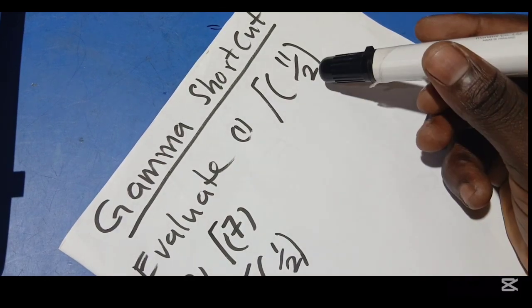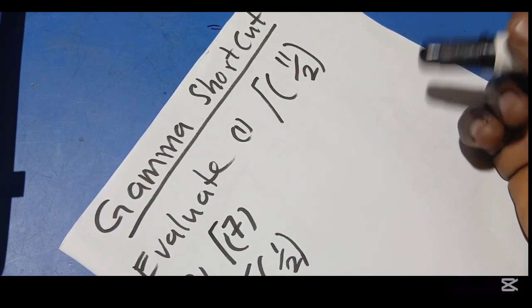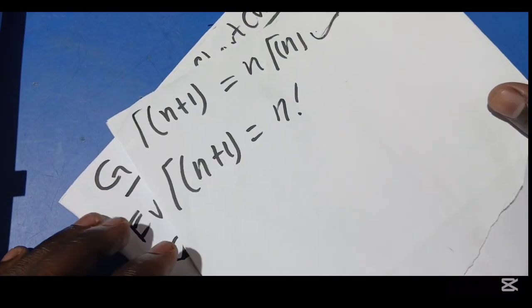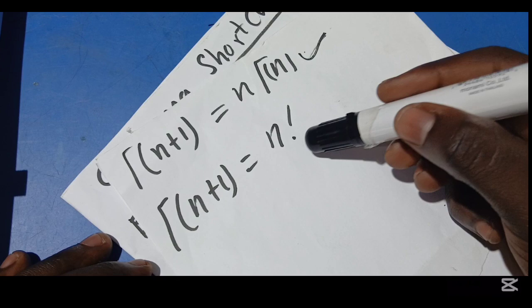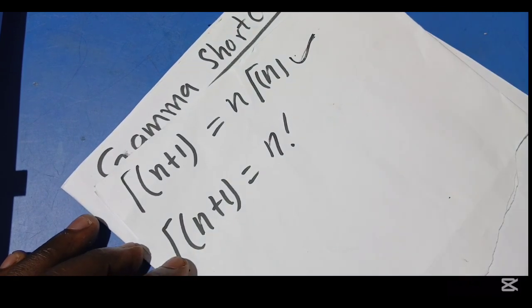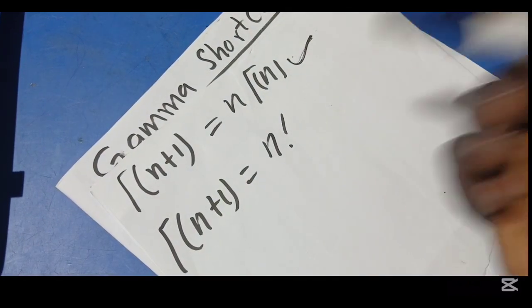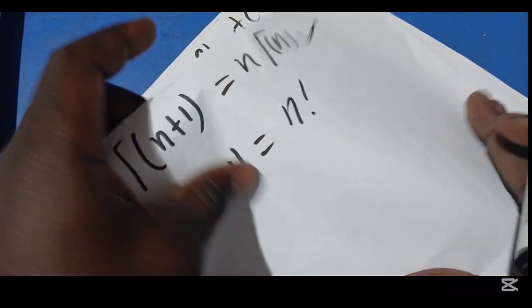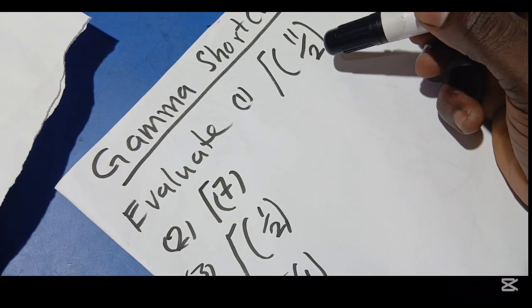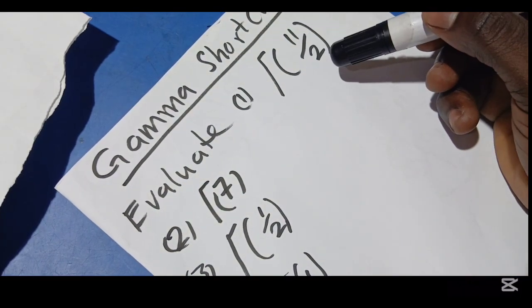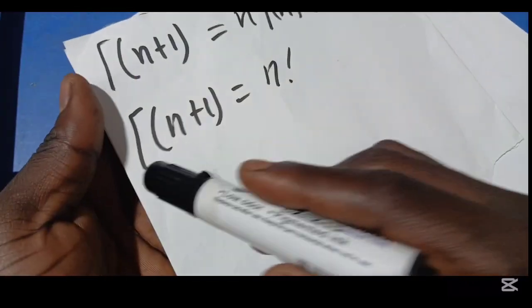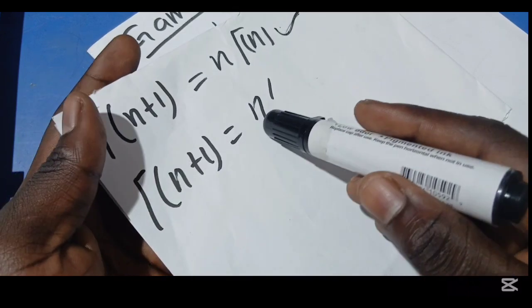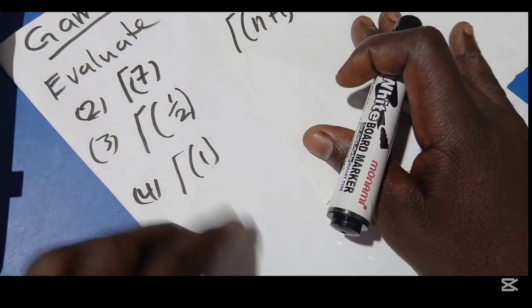So how do we evaluate gamma 11 on 2? Well, it turns out that your mind should come on these two formulas. This formula is used for fractions, and this formula is used for numbers that are not fractions. So when you are to find a gamma of something, if the argument is a fraction, your mind should come on this formula. And if it's not a fraction, your mind should come on this formula here, the one that involves factorial.